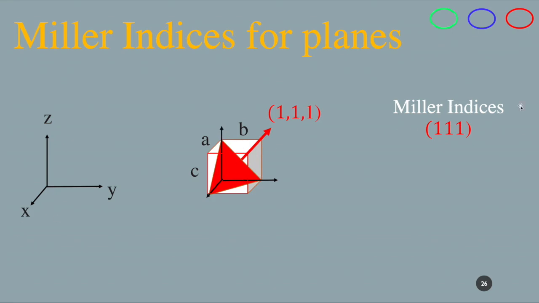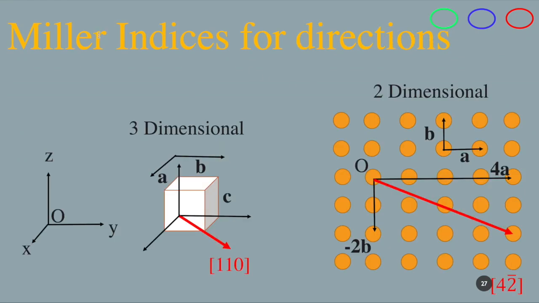And now again we can represent families of these planes. All right, so now how can we use Miller indices for directions? For directions, let's understand how we identify the direction of this plane, connecting this part. So this is the plane that connects.